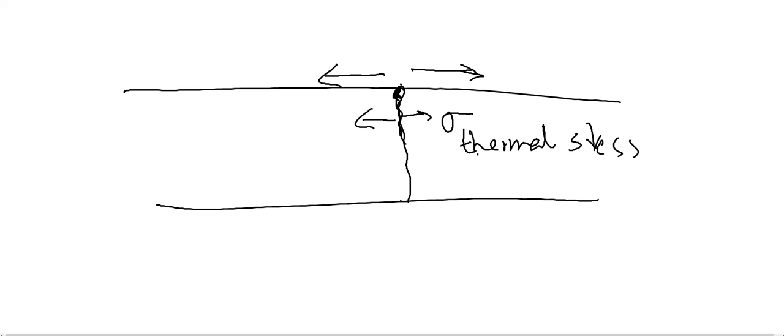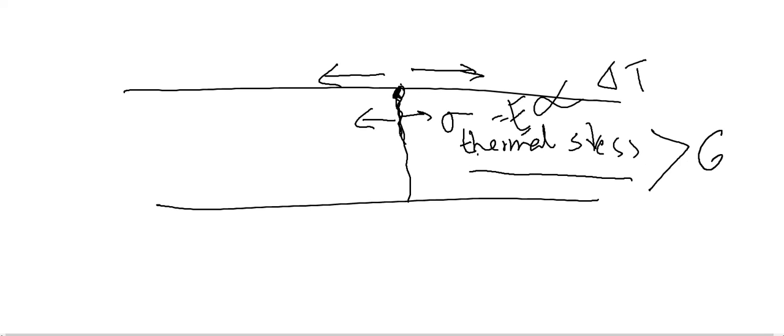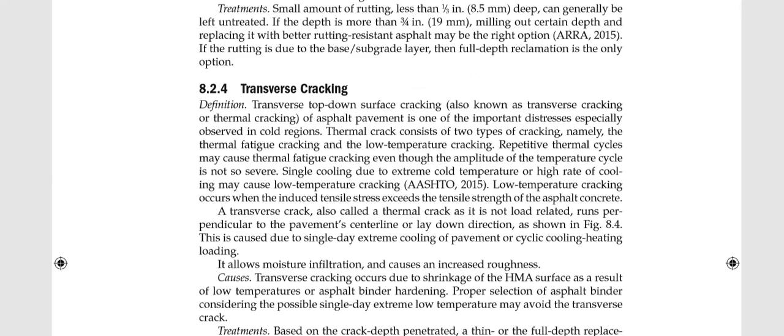If there is snowfall and the temperature decreases a lot, then the developed tensile stress is E alpha delta T, and there's an equation, E alpha delta T. Using this equation, we can calculate this. Say if the developed thermal stress is more than the capacity, the tensile capacity, then the crack starts here and propagates very quickly. A single night is good enough. So this is called transverse thermal cracking.